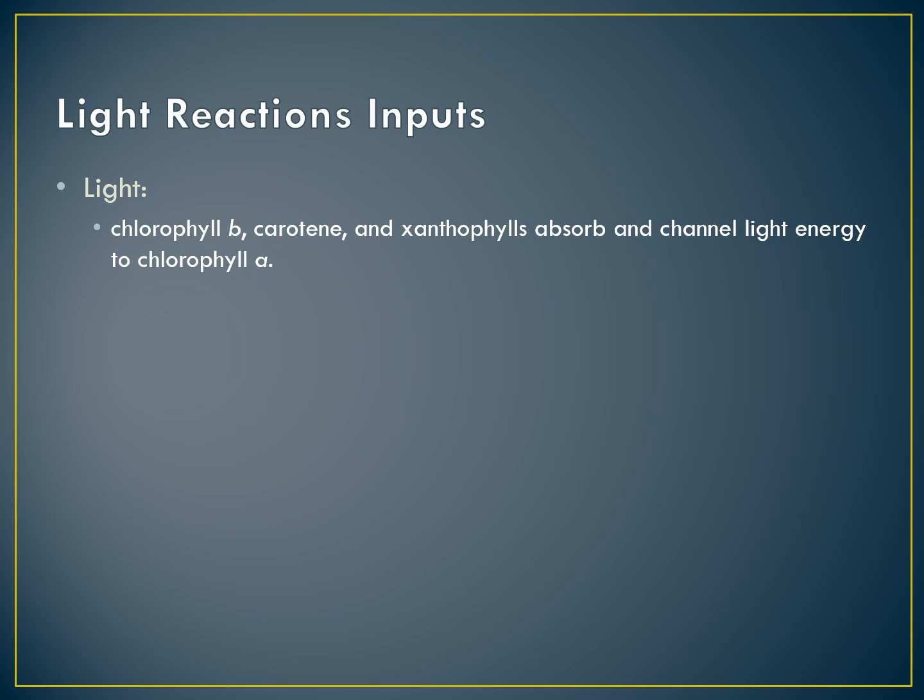We had discussed earlier in class how leaves contain other pigments other than chlorophyll. For example, leaves contain carotenes and xanthophylls. In addition to those, leaves also contain two forms of chlorophyll. One form is called chlorophyll B, and the other form is chlorophyll A.